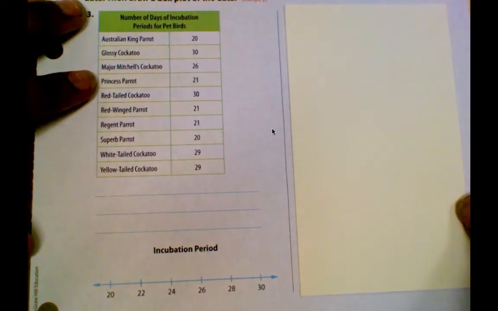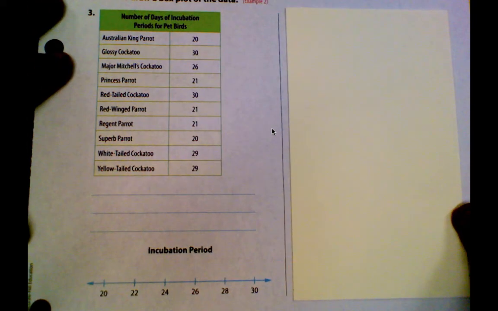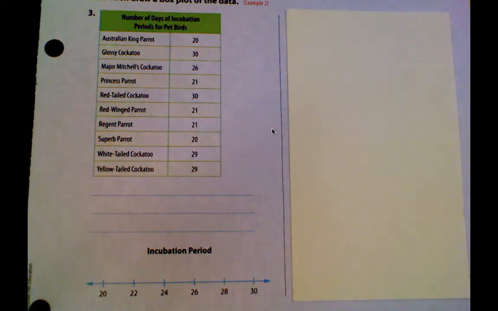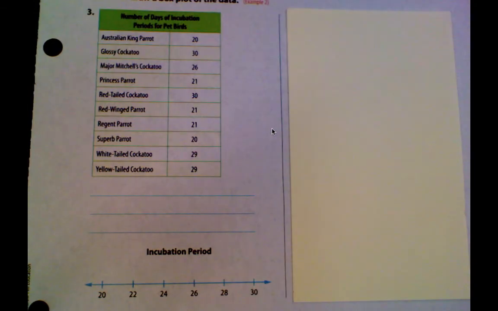Okay, we are going to work one together before you are sent off with your second secret question. So we are given the number of days of incubation periods for pet birds. And by the way, this is coming from your book on page 657.